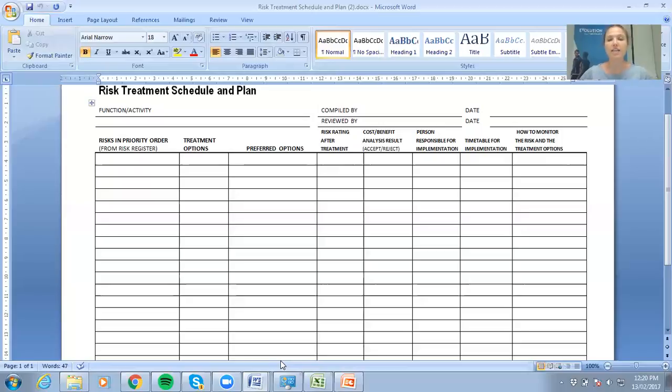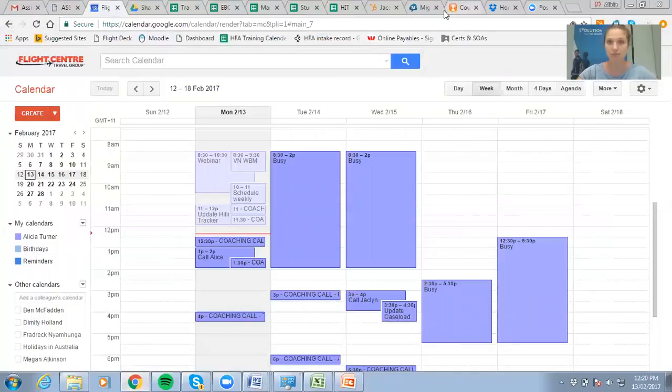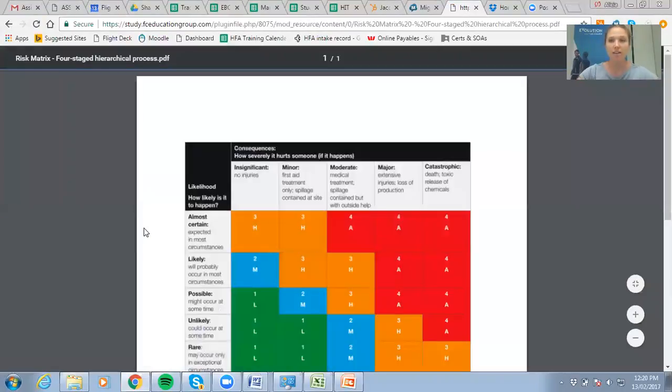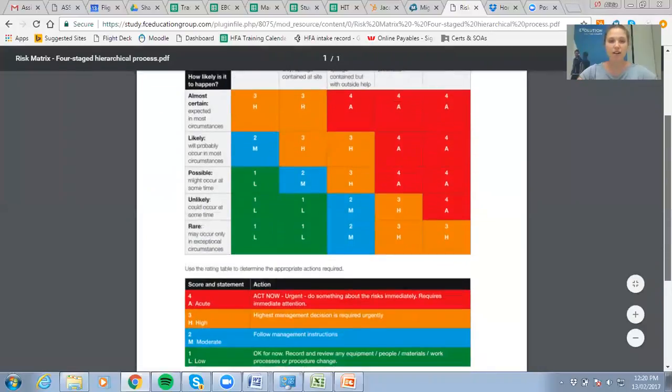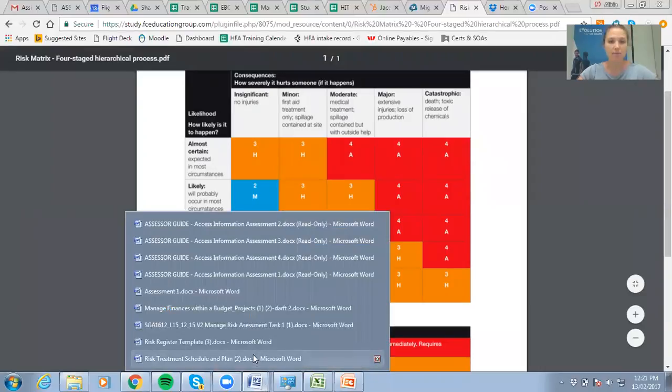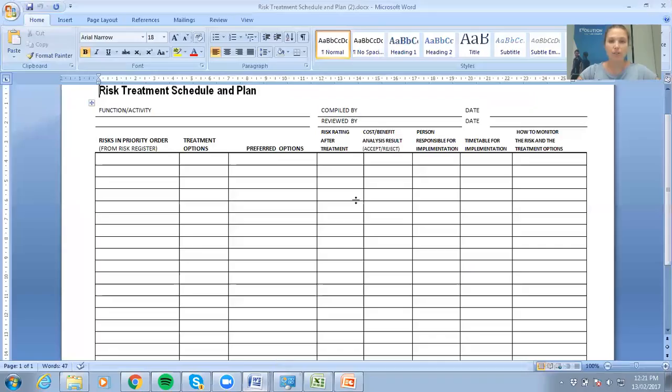Your preferred option moving forward would be whatever you deem to be the most sensible and preferred option. Then you need to think about your risk rating after the treatment. Again, this is where you're going to use that matrix that I brought up on the screen for you, the 4-stage hierarchical process, to give a risk rating associated with this numbering matrix. So 1 low, 2 moderate, 3 high, or 4 acute. That would be the numbering system that you would slot into risk rating after treatment.